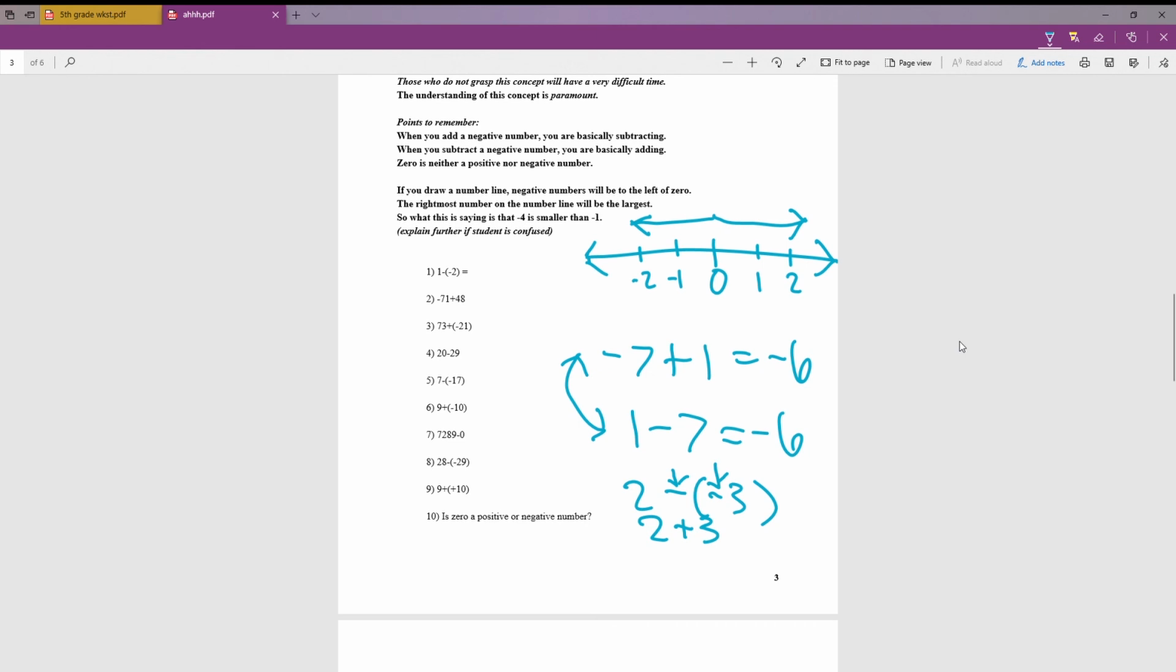0 is neither a positive nor negative number. 0 right here is right in the middle between the negative numbers and the positive numbers. So what that means is it's neither negative nor positive.